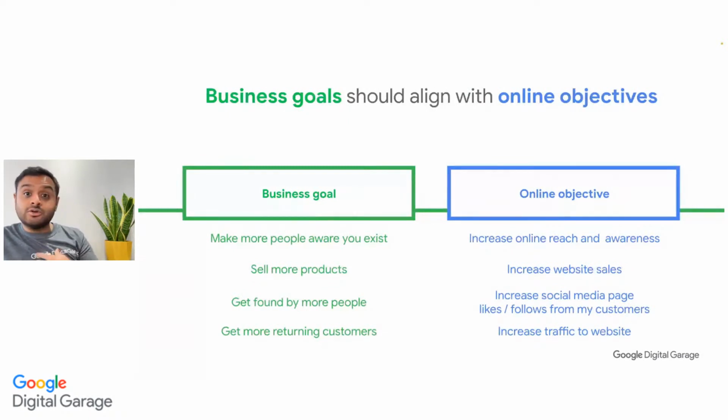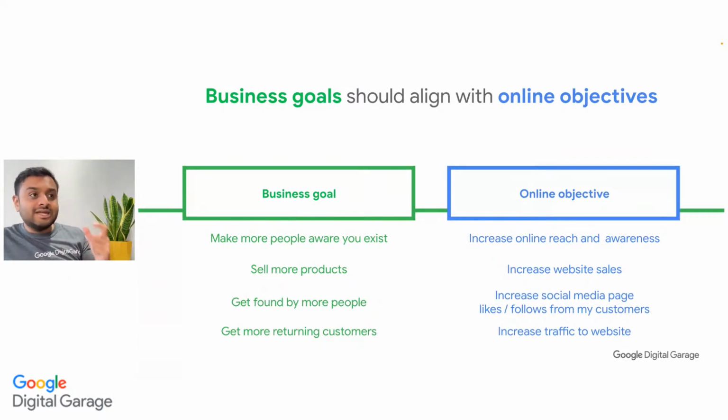Similarly, we don't know yet with this digital marketing plan for Max, but say for example they were selling some of their hair care products on the website. We don't even know if they have a website yet, but say that they were. That could be a business goal, sell more products. The online objective to that will be increase website sales.